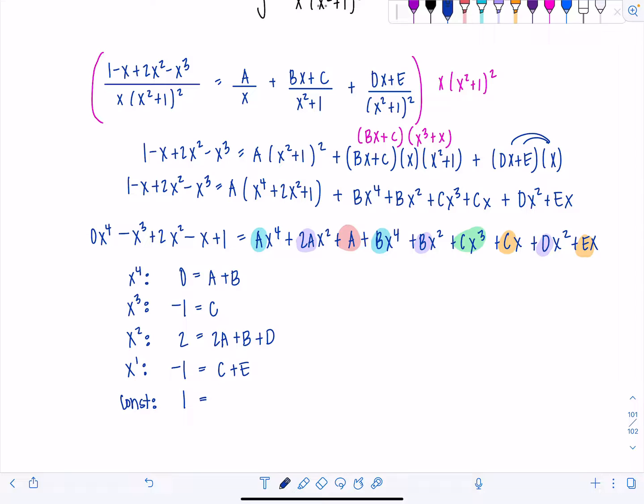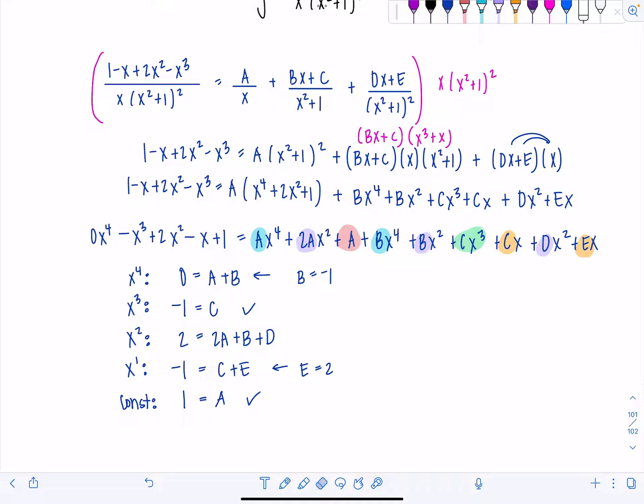Okay, A. Oh, that's it. So this isn't going to be too bad. I know A is 1. Then that tells me right here B is negative 1, doesn't it? I know C is negative 1. And then if C is negative 1, then that means E is 2. Hopefully you can do this all in your head by now. You're in Calc 2. You can muster it up.